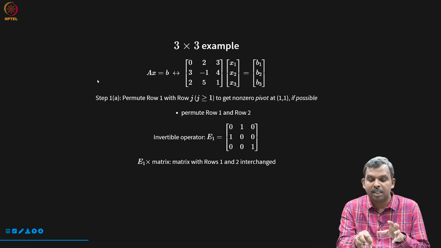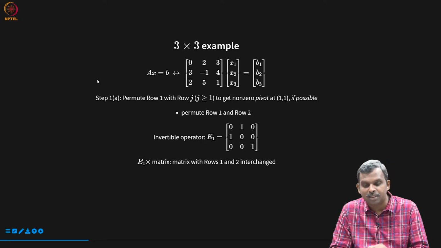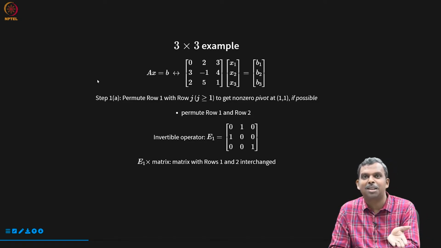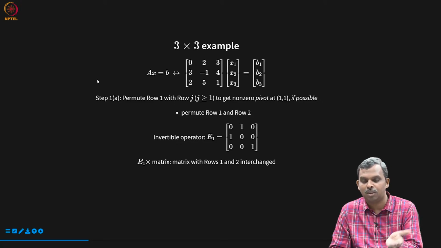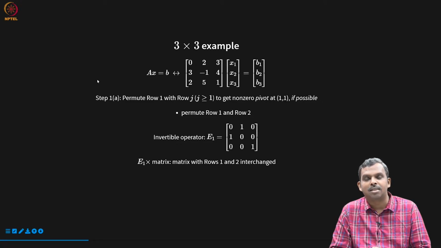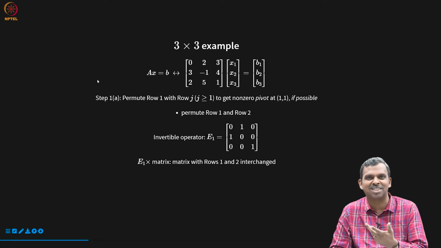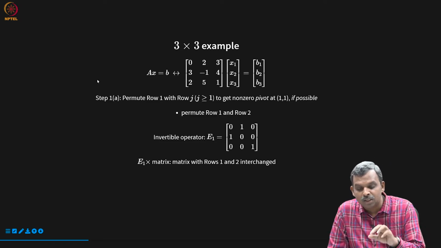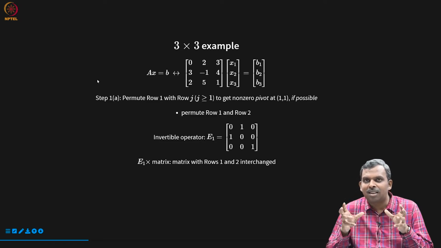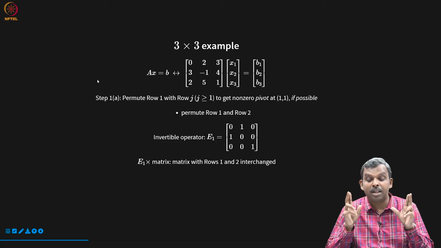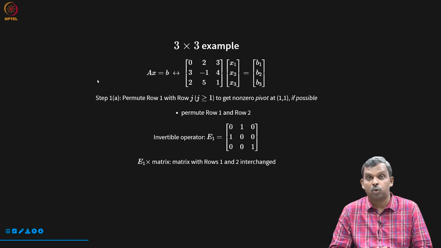Okay. And you can see clearly that this E1 is also an invertible matrix, right? So it's clearly invertible, it's got full range, no null space. And also intuitively you can see interchanging row 1 and 2, you do it once again, you go back to the original state, right? So it's invertible. Okay. So this E1 is a nice little invertible operator, elementary row operator, which gives me this interchange of rows 1 and 2.